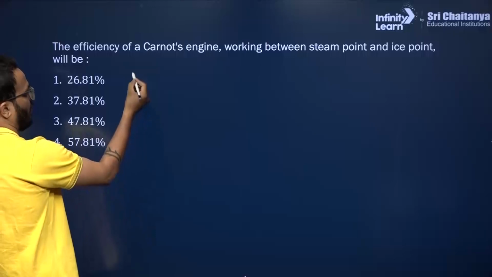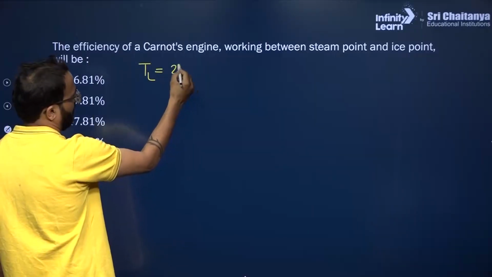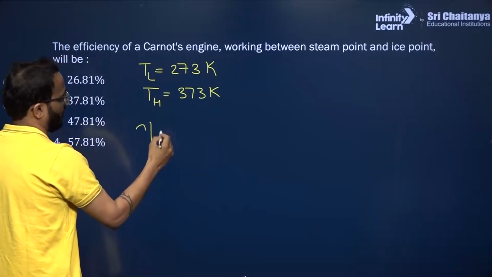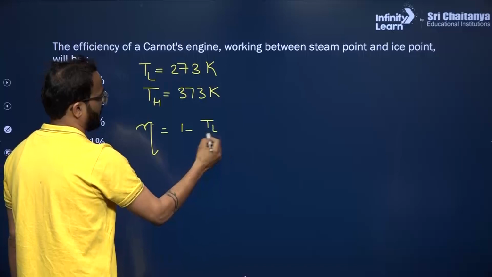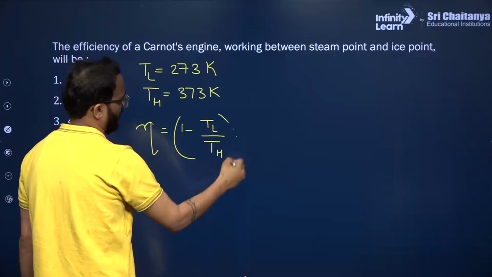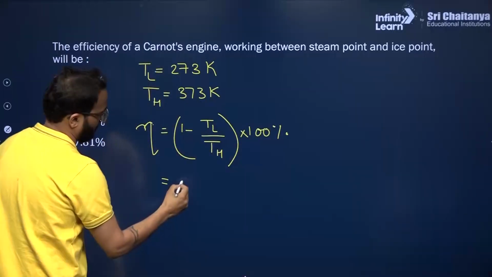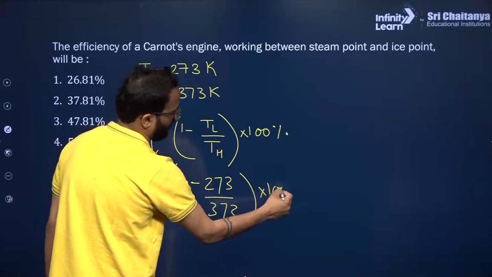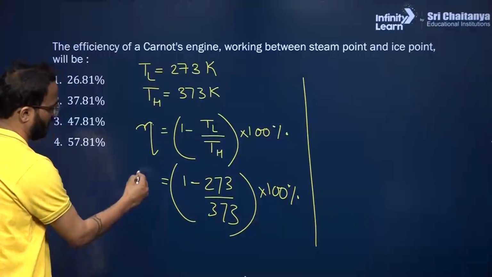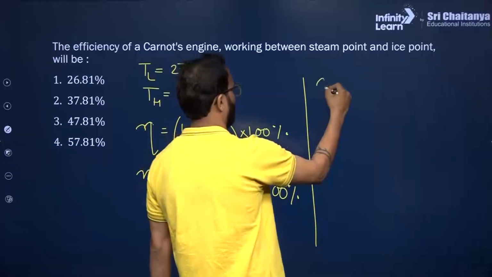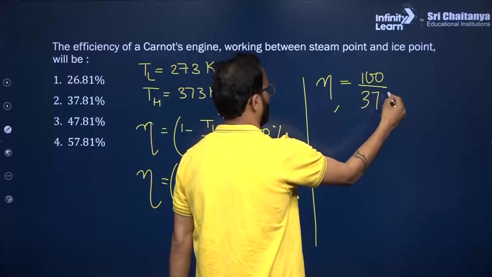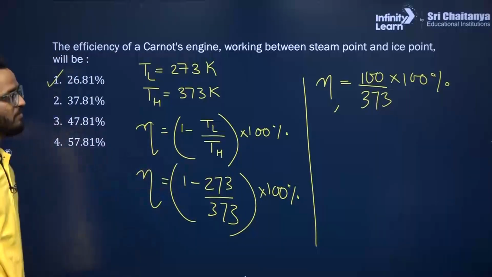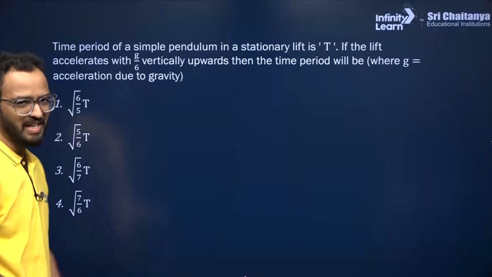Now, the efficiency of Carnot engine. So, what is TL? Lower temperature is 0 degree centigrade or 273 Kelvin. What is TH? 100 degree centigrade or 373 Kelvin. So, efficiency will be 1 minus TL by TH, right? Into 100 percent. So it is 1 minus 273 upon 373 into 100 percent. Okay, cool. So it will be 100 by 373 into 100 percent. So after solving it comes out near about 26.81 percent. Okay. So this is the answer. So it was a very simple question, right?